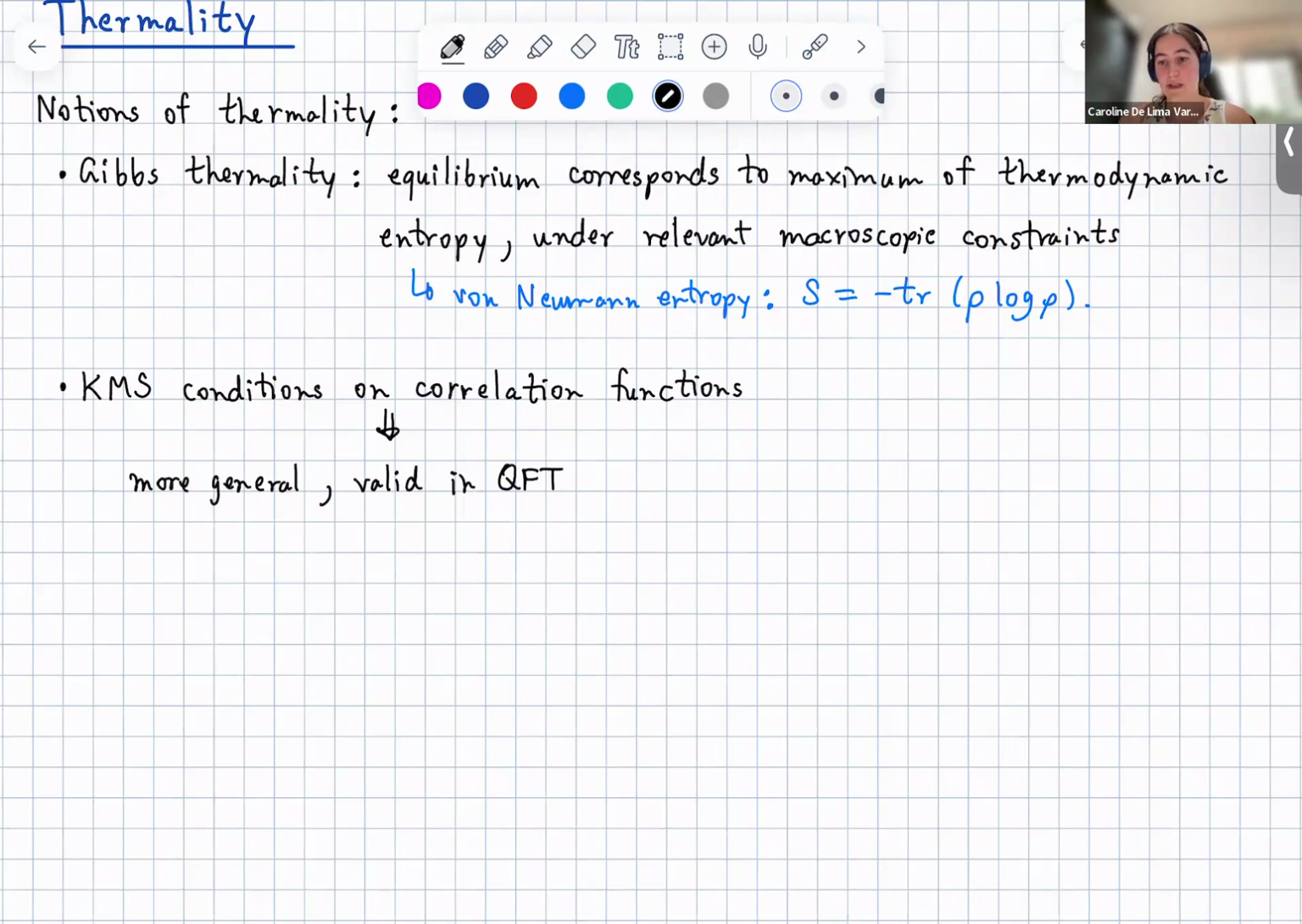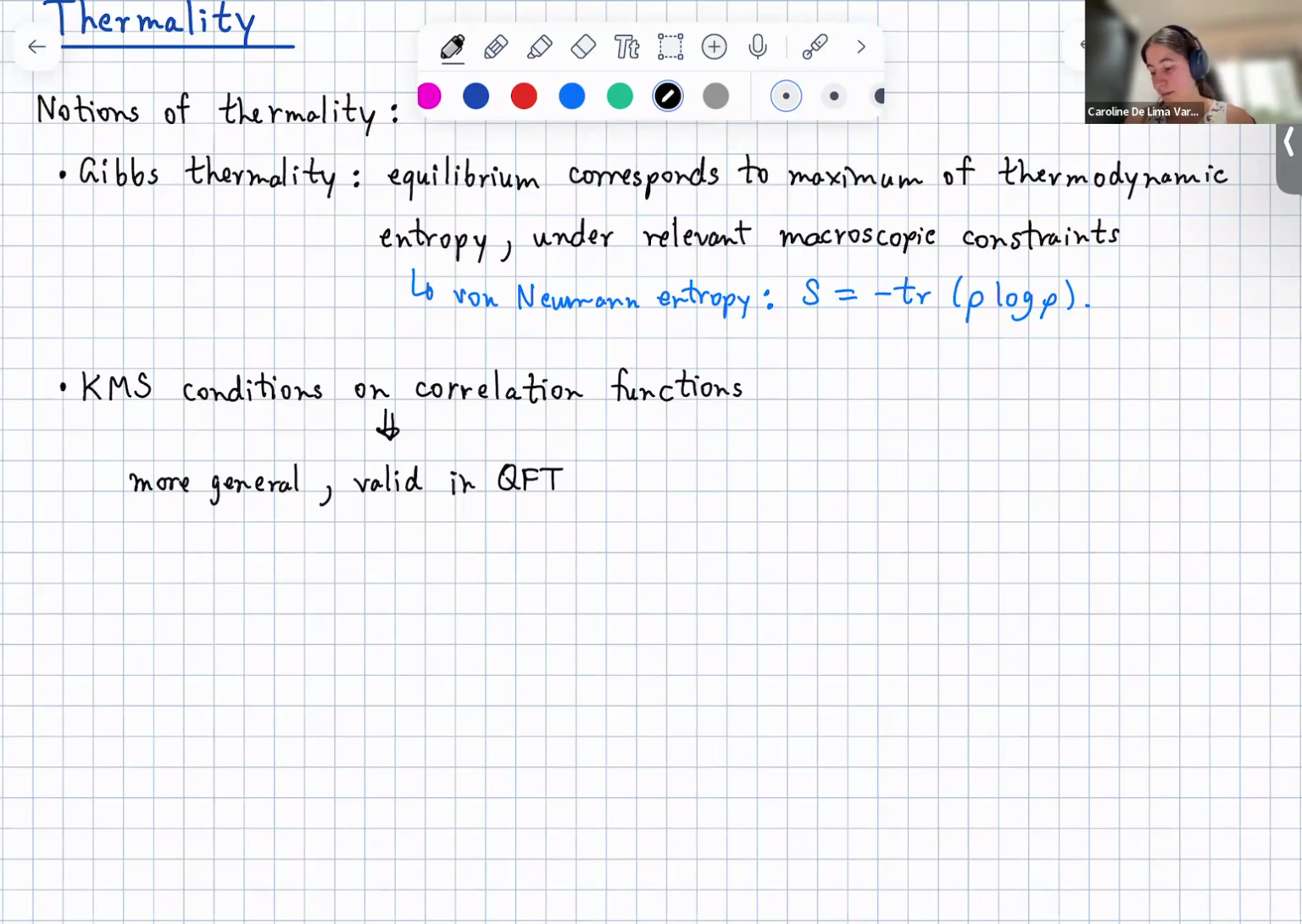Okay. Now, as I said, there's this notion of Gibbs thermality, and there's this notion of KMS conditions on correlation functions. If you guys want to know more about that, I think Eduardo's course teaches it really well. It goes through it in maybe 3 lectures, so it's quite a lot of content, and it gets more complicated in terms of the math.